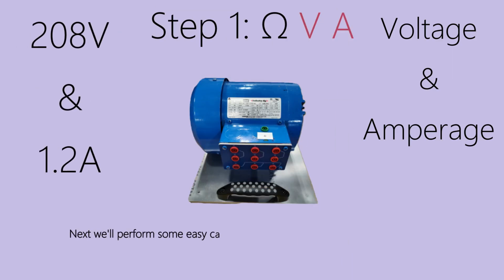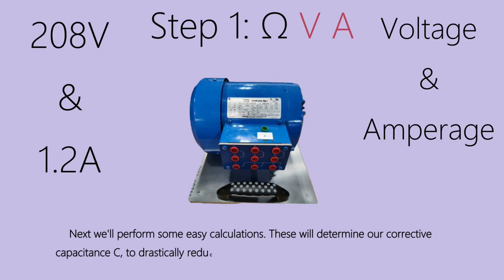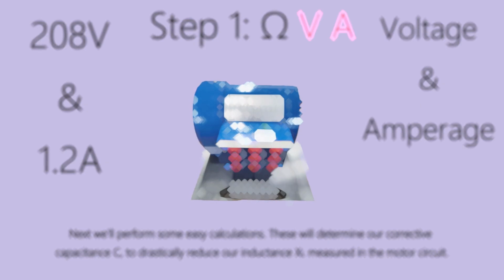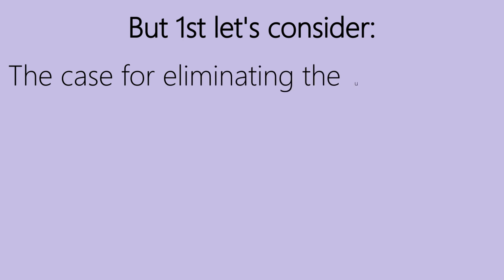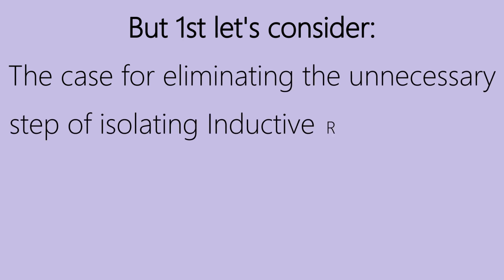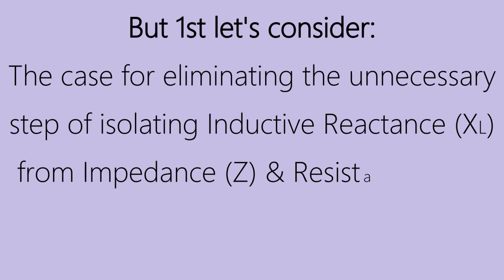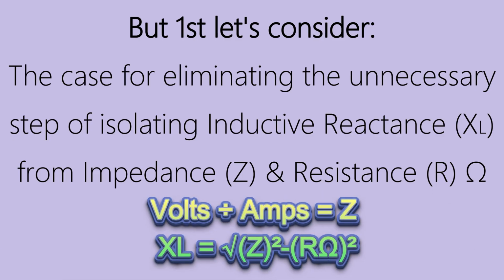Next, we'll perform some easy calculations. These will determine our corrective capacitance C to drastically reduce our inductance XL measured in the motor circuit. But first, let's consider the case for eliminating the unnecessary step of isolating inductive reactance XL from impedance Z and resistance R, ohms.